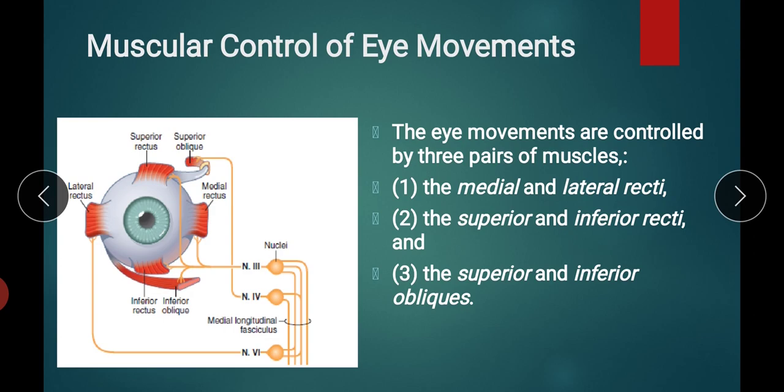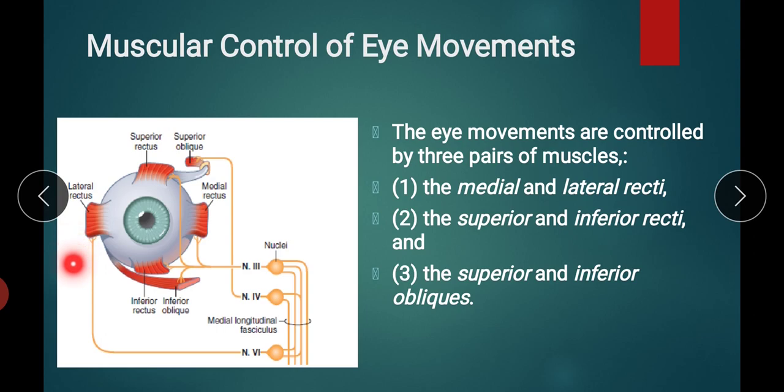Now all these muscles actually act in pairs. For example, one pair is made up of the medial rectus and lateral rectus. These two are mainly involved with adduction and abduction respectively. The superior and inferior recti help to cause the movement of the eyeball upward and downward, and the superior and inferior oblique are also involved in these movements, but simultaneously also with rotational movements, that is internal rotation as well as external rotation.